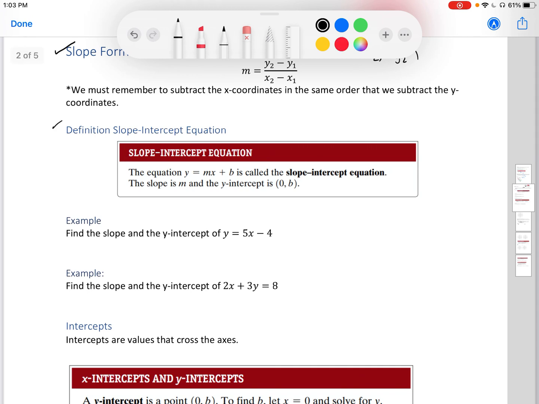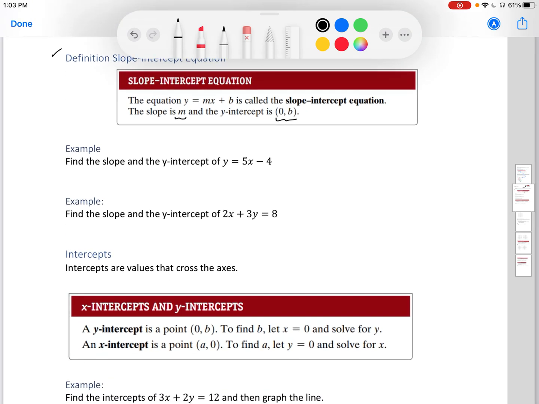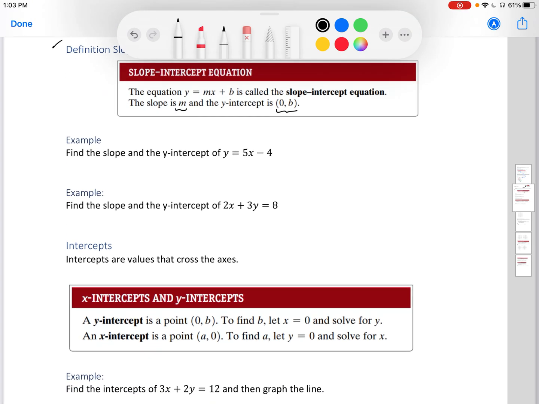Moving forward, definition of a slope-intercept equation. The equation y equals mx plus b is called the slope-intercept equation. The slope is m, and the y-intercept is your b, or (0, b) if you want it as a coordinate point. So for example, find the slope and the y-intercept. What's very nice about this is your slope is always the number that's next to your x. So we know that's our slope.